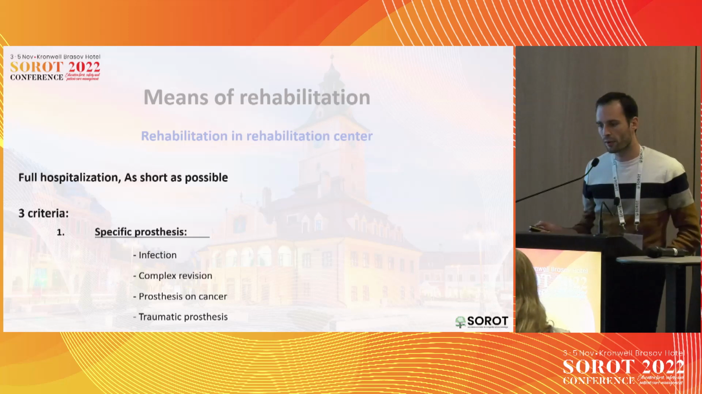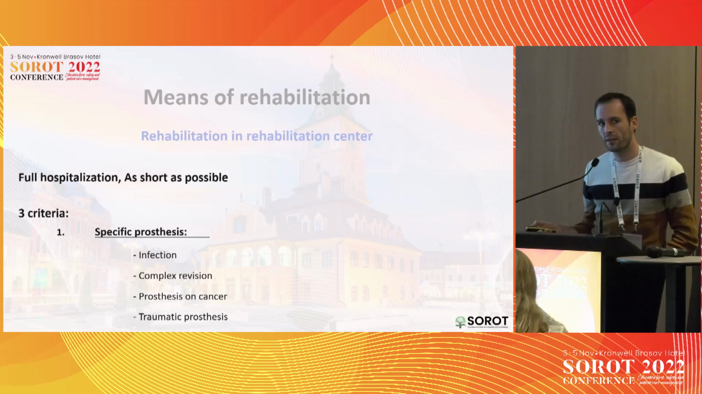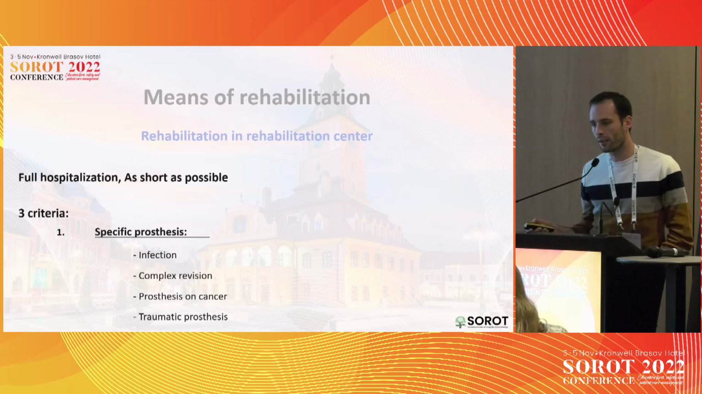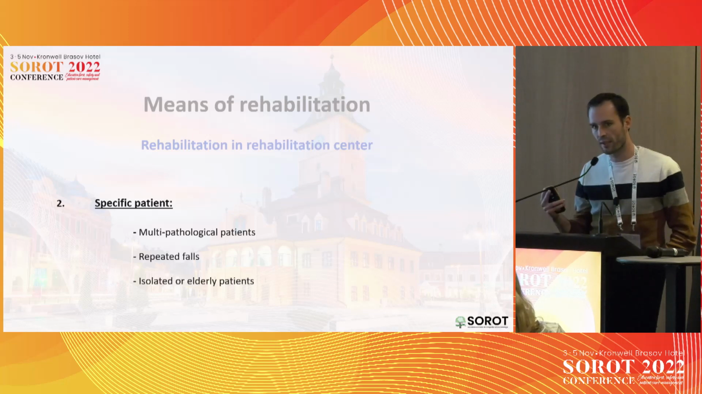It depends on 3 particular criteria. People who have a specific prosthesis, like an infected prosthesis, a complex revision, a prosthesis and cancer, a traumatic prosthesis, need a multidisciplinary rehabilitation, so we can take them in the rehabilitation center. The second criteria is if you have a specific patient. Patients who have repeated falls need to come to the rehabilitation center, because we need to learn to prevent the next fall. We need to adapt their home, and we need to teach them to get up from the floor when they fall. So we take them in the rehabilitation center.